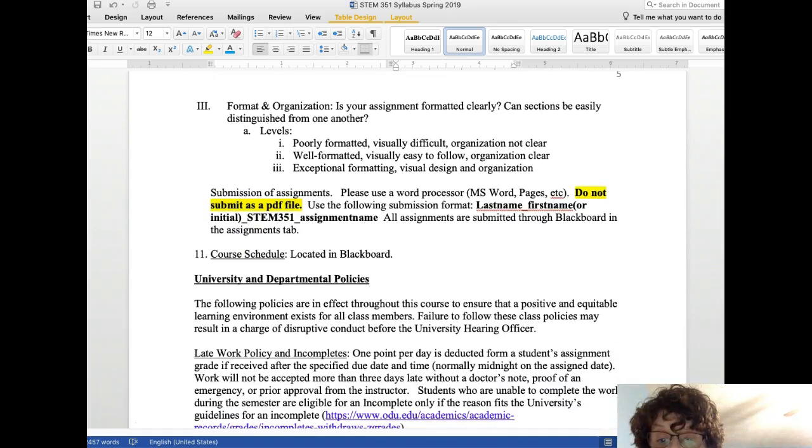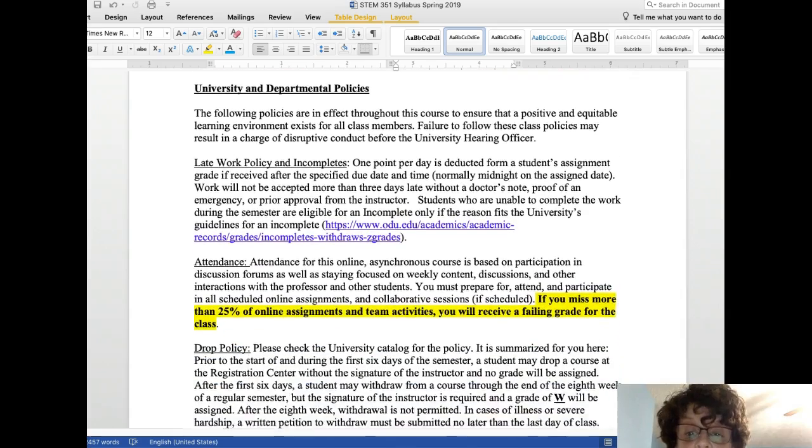Please be sure when you upload your assignment that it is in Microsoft Word or Pages or something like that. Do not submit an assignment as a PDF, because I need to be able to go into it and make corrections and make additions. So if you put in PDF, it just makes it a little more complicated.